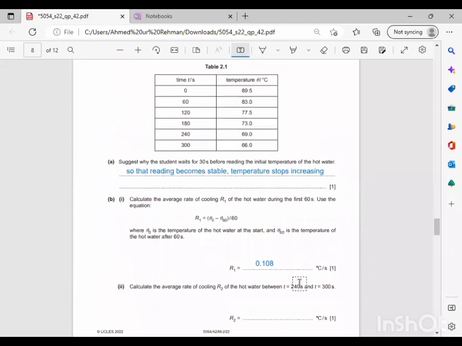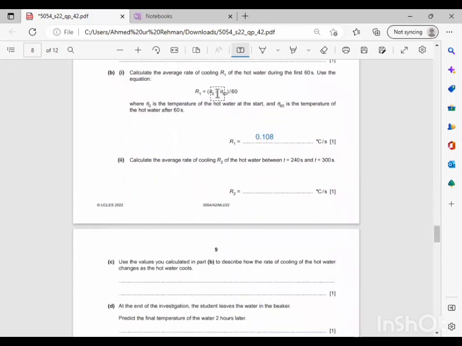Then we have R2 between 240 and 300 seconds. So that is going to be 240 and 66. So 69 minus 66, divided by 60. So that is going to give me 0.05, right? Just put your values in the formula, write it down, and then calculate it, right? That's all I'm doing here.